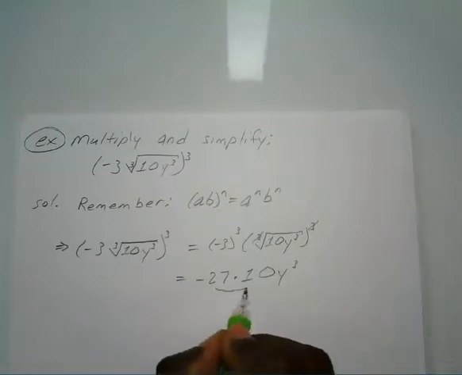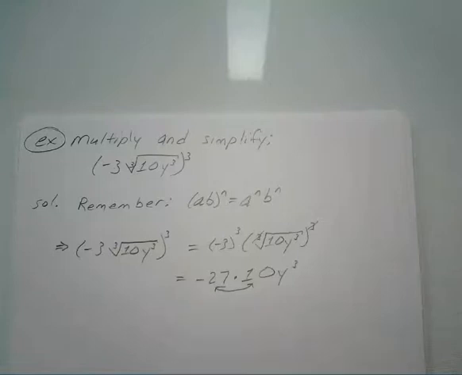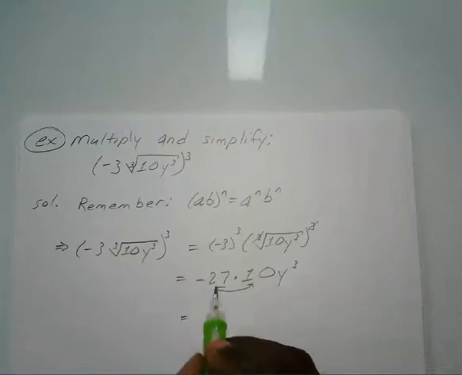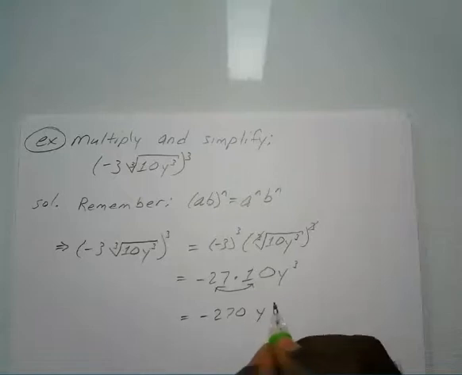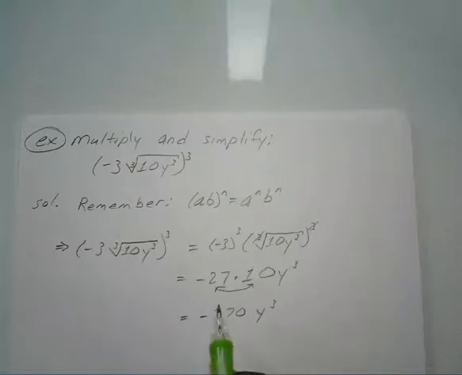All right, so right now we're just going to go ahead and combine those two. Negative 27 times 10 is negative 270 times y to the third power. Okay, so as you see, the same rules for multiplication apply as they would if you use regular variables.